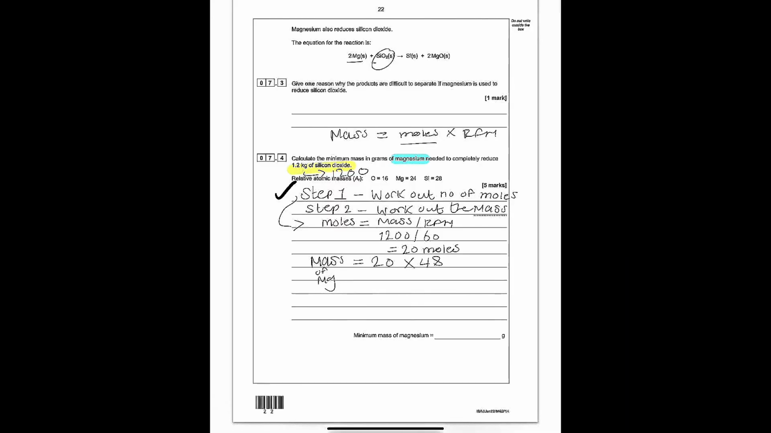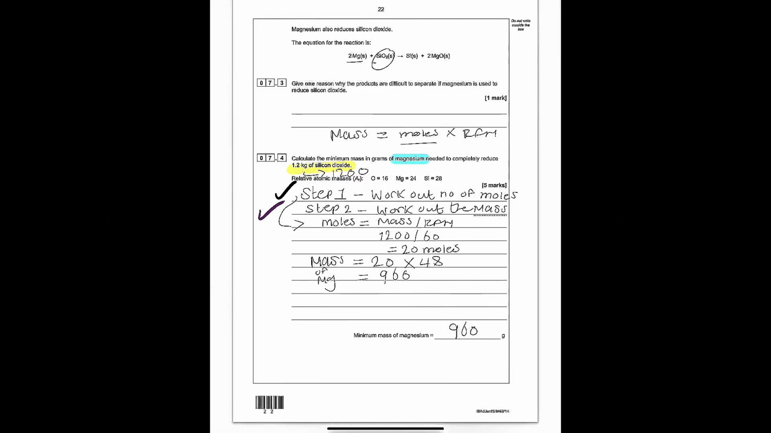And then we're going to get our answer as 960. And that is it. That is your answer. That is your 5 marks. That's all you need to do. This is my 2-step method on reacting masses. And I promise you, if you use my method, you will get these 5 marks.